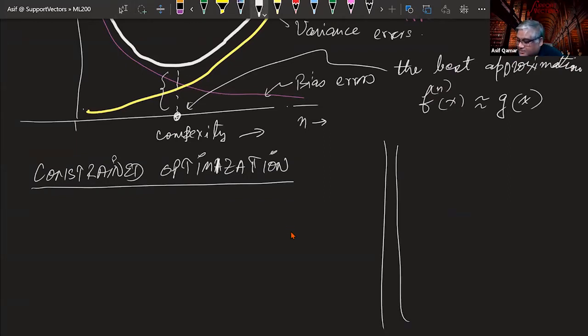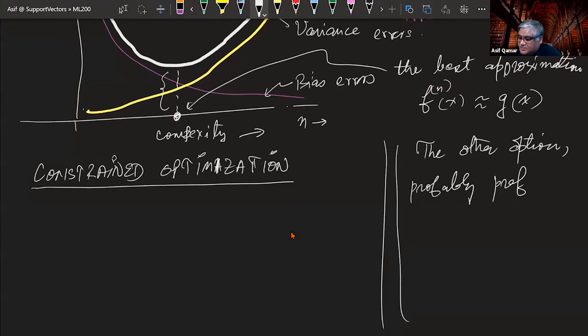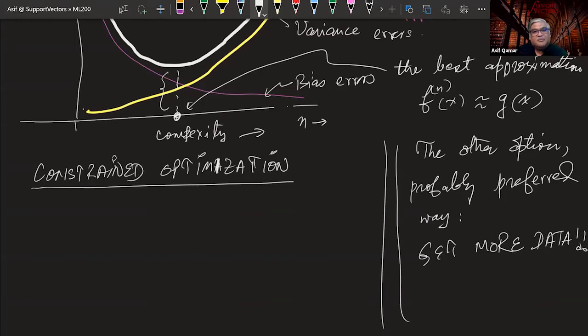The other option, and probably the preferred way, would be what? Get more data. So what happens is, if you get more data somehow, it is possible to get more data.